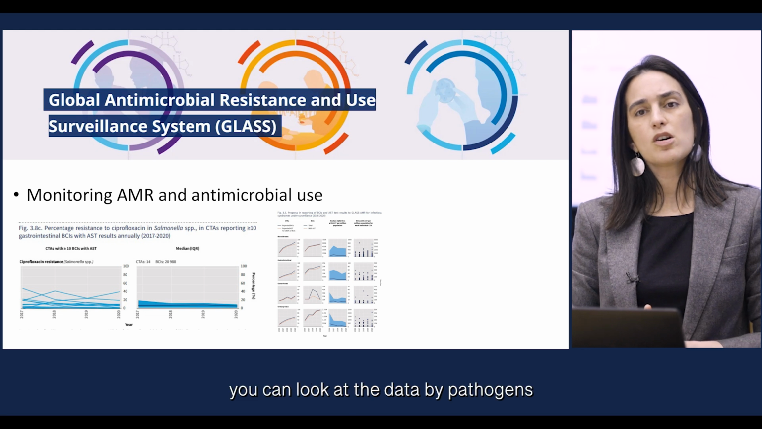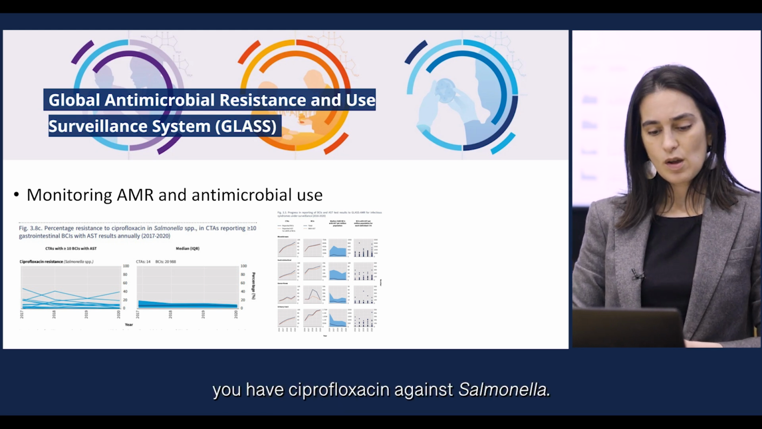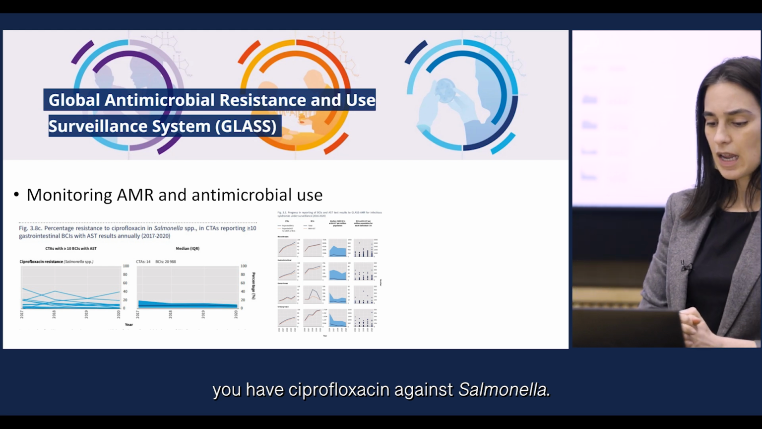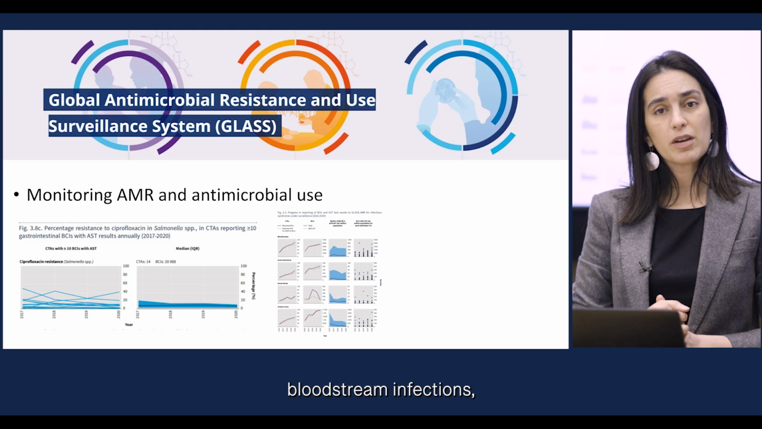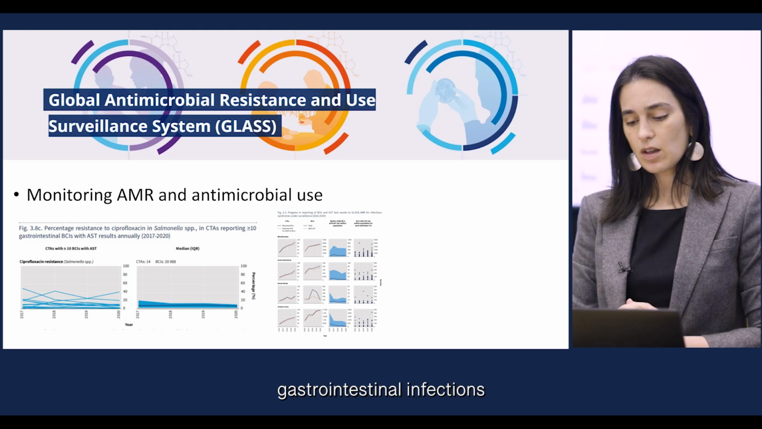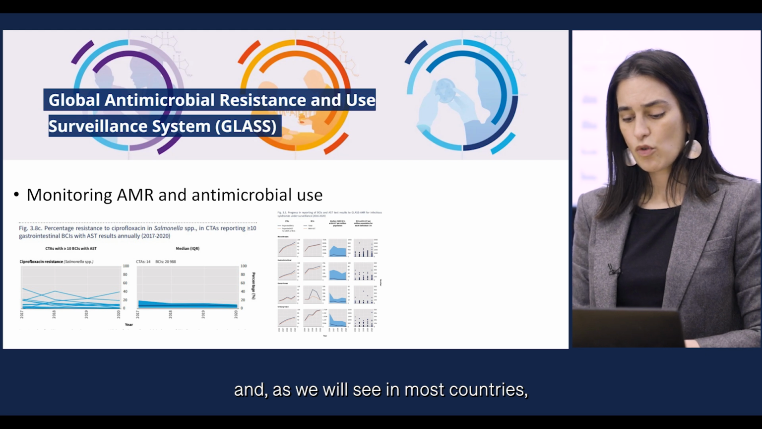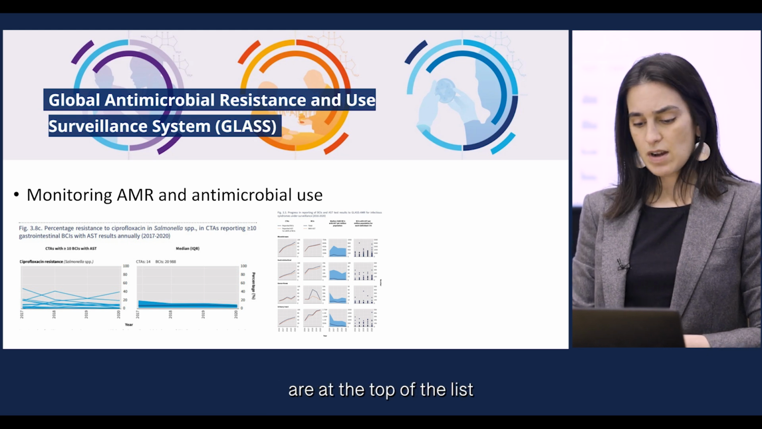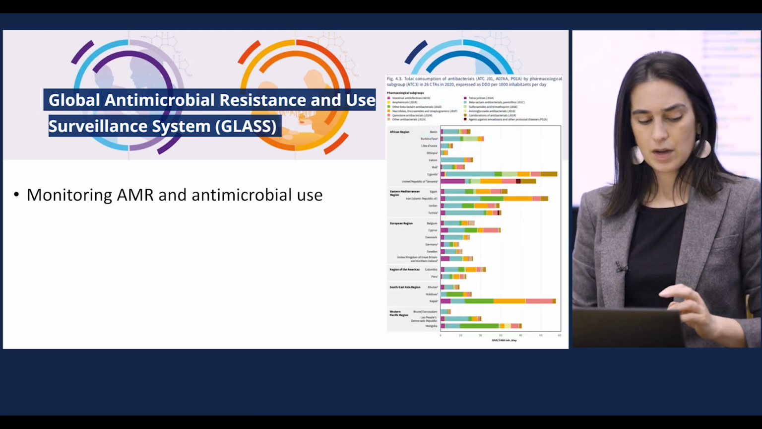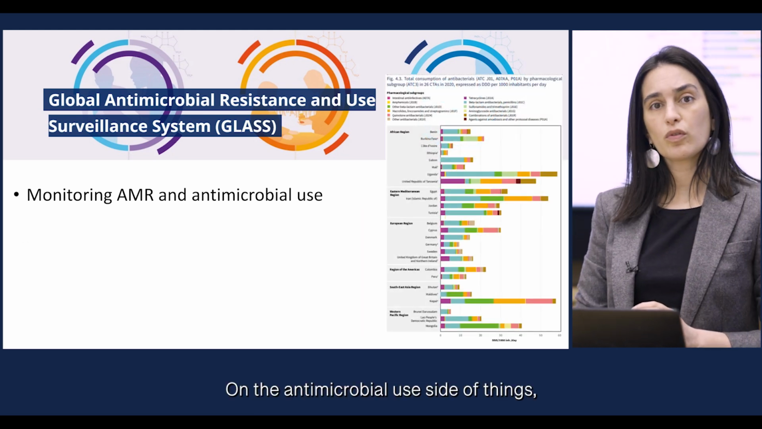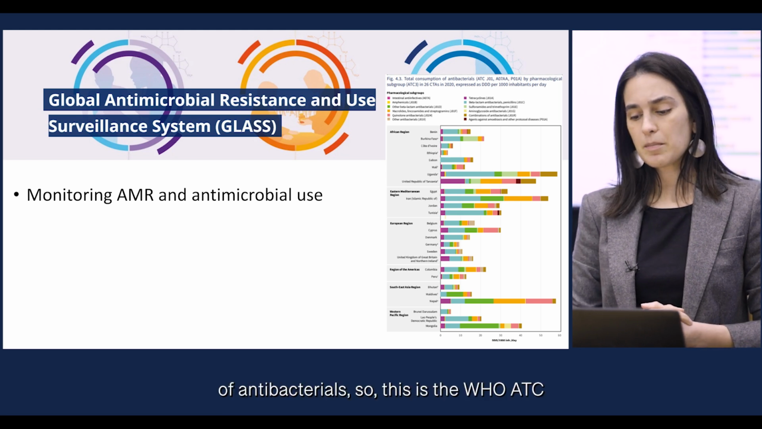So I have listed a couple of examples here. For example, you can look at the data by pathogen. So a drug-bug combination here, you have ciprofloxacin against Salmonella. Also chronic conditions are listed. So things like bloodstream infections, gastrointestinal infections. And as we will see in most countries, gram-negative bacteria are really at the top of the list in terms of concerns with AMR.